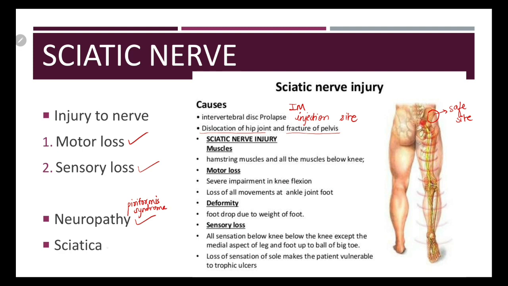Then we have sciatica. It is a term applied to a clinical condition characterized by shooting pain felt along the course of the distribution of the sciatic nerve. It occurs due to compression and irritation of L4-S3 spinal nerve roots by herniated intervertebral disc of the lumbar vertebrae.